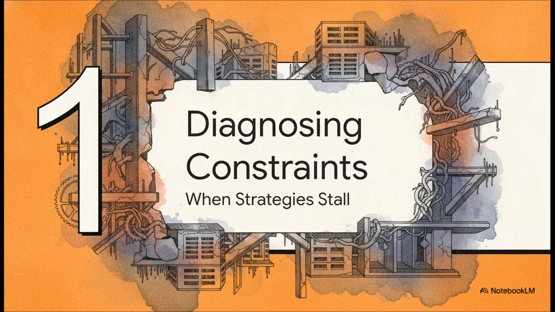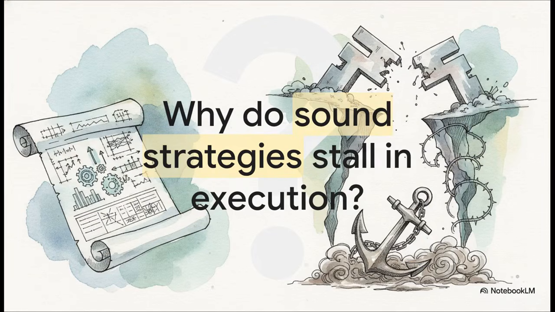Diagnosing operating model constraints. Or, as I like to think of it, when good strategies stall. Let's start by looking at what happens when the very architecture of a business turns against its own growth. So, why do genuinely sound strategies just stall out in execution? We really have to ask why perfectly capable leaders constantly burn out arbitrating disputes that their own organizational structure actually created. You can have the most flawlessly crafted strategy in the world, but if the foundational blueprint of the company forces every cross-functional decision to become a hostile negotiation, execution is just going to freeze.